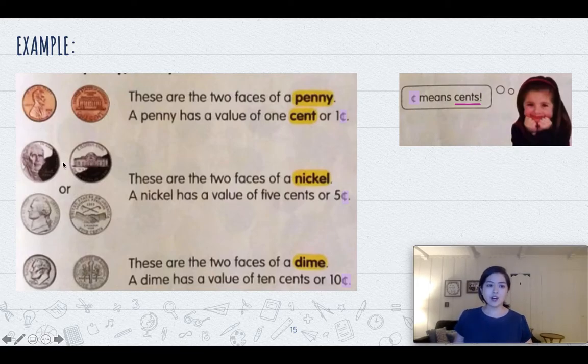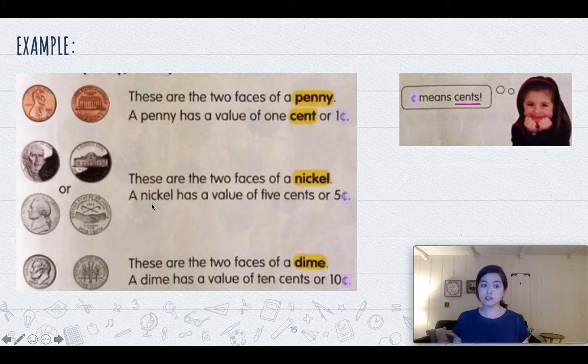Now, how do we know the difference between a penny, a nickel, and a dime? Well, we can think of it by color. The penny is the only coin that is bronze colored, that is copper colored. All the other coins that we have are silver.